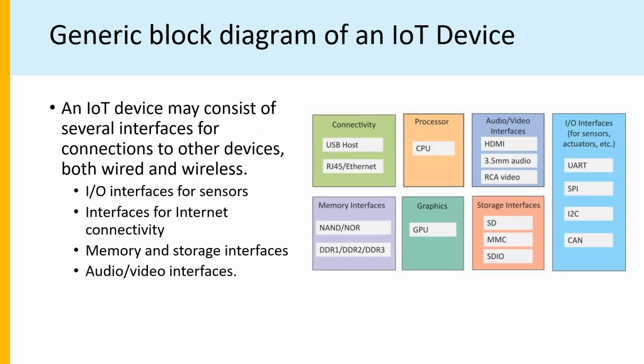So this is the general block diagram of an IoT device. An IoT device may consist of several interfaces for connections to other devices, both wired and wireless. The connectivity includes USB host, RJ45 Ethernet, then the central processing unit, audio-video interfaces, memory interfaces, graphical processing unit, storage devices, and IO interfaces, sensors and actuators.